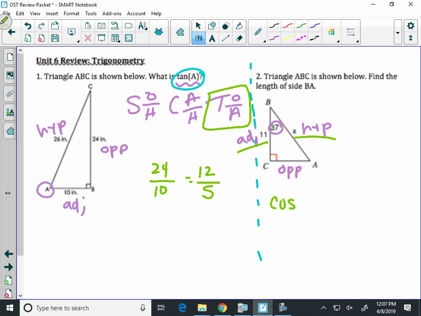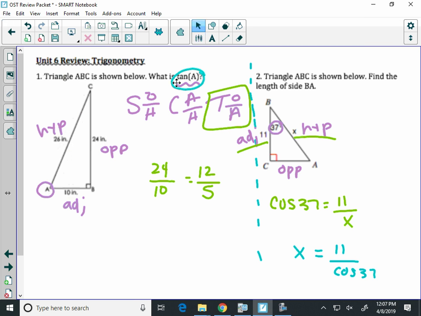So we're going to say cosine of our angle is equal to the adjacent over the hypotenuse. Is x up high or down low? Down low, so what are we going to do? Switch them out. So these two switch places. So that becomes x is equal to 11 over the cosine of 37. If x was up high, what would we have done? Multiply. So then you plug it in your calculator exactly how it's written.